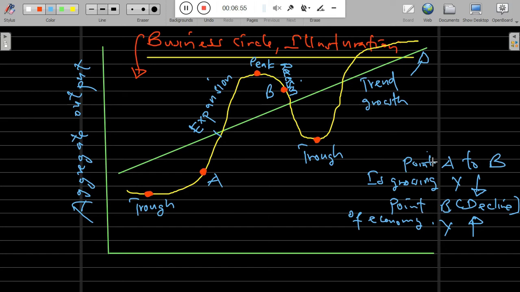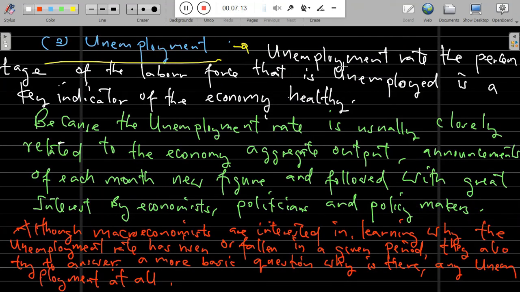So, unemployment. The unemployment rate is the percentage of the labor force that is unemployed. It is a key indicator of the economy's health. Because unemployment is usually closely related to the economy's aggregate output, announcements of each month's new figures are followed with great interest by economists, politicians, and policymakers. Although macroeconomists are interested in learning why the unemployment rate has risen or fallen in a given period, they try to answer the more basic question of why there is unemployment at all.